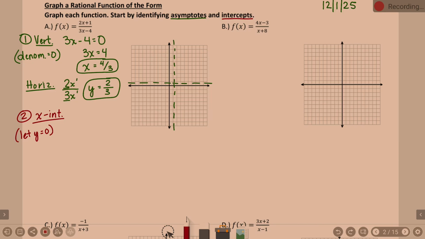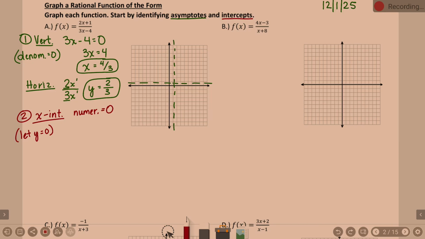A fraction equals 0 when which piece of the fraction equals 0? The top, yes, the numerator. So when we're dealing with these fractions, in order to find our x-intercept, we're always going to set the numerator equal to 0.